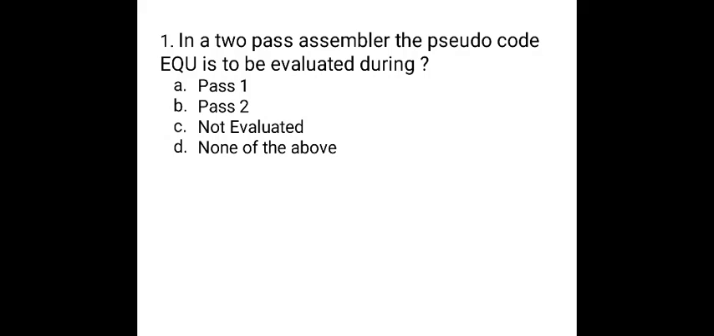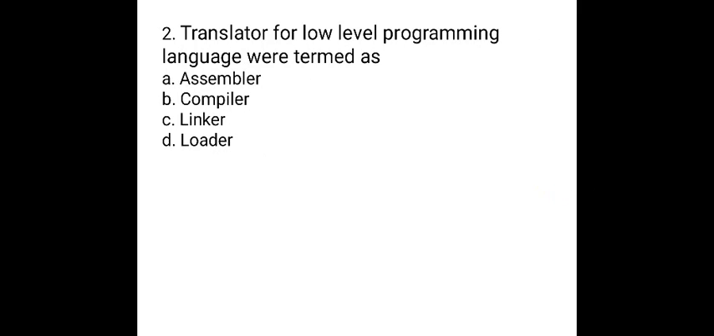The first MCQ is: in a 2-pass assembler, the pseudocode EQU is to be evaluated during when? Option A is pass 1, option B is pass 2, option C is not evaluated, and option D is none of the above. The answer is that it is done during pass 1. Next, MCQ 2: the translator for low-level programming languages is termed as what? Assembler, compiler, linker or loader? They are termed assemblers.